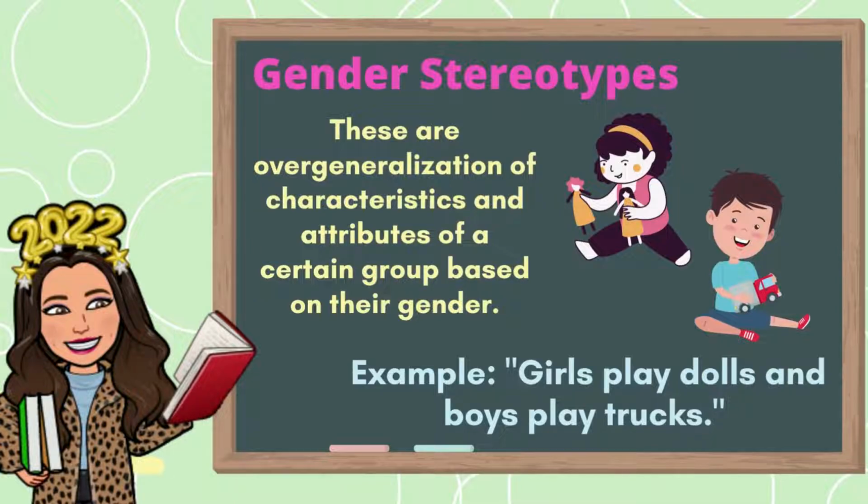The third is gender stereotypes. These are overgeneralizations of characteristics and attributes of a certain group based on their gender. A good example of this is the role of girls and boys. Girls should only play dolls, and boys should only play trucks. Another example of gender stereotype is when we assign colors, like girls' favorite color should be light colors like pink, yellow, or orange, while boys should be dark like black, blue, and green.